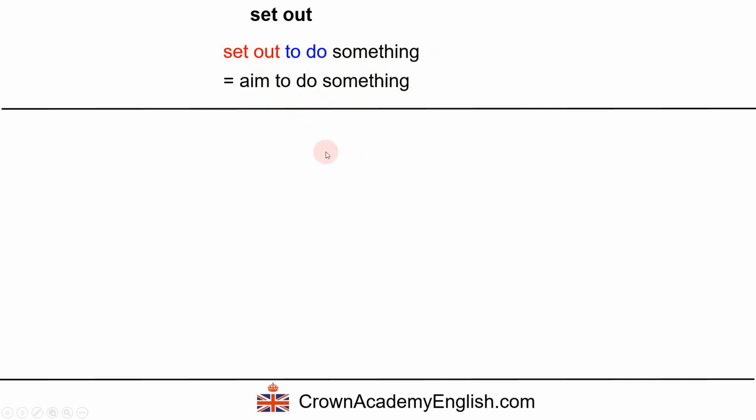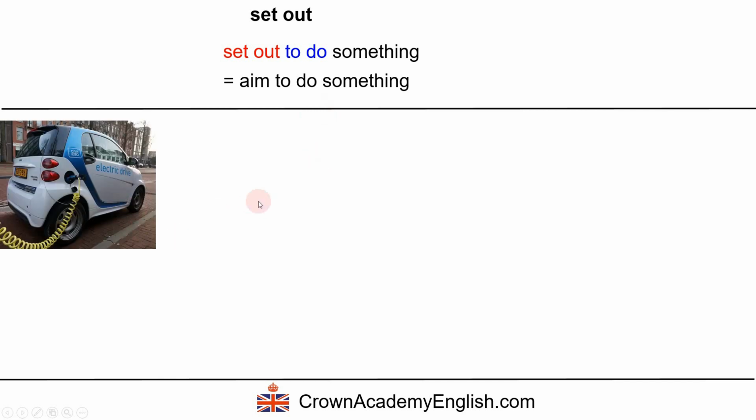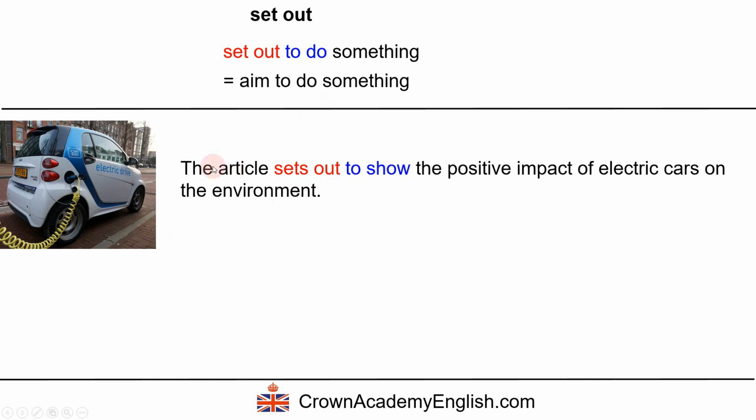Okay, so let me give you 2 examples. The article, so this means the newspaper article or the academic article, the science article, sets out to show the positive impact of electric cars on the environment. So the article sets out to show. It means the objective of the article is to show.